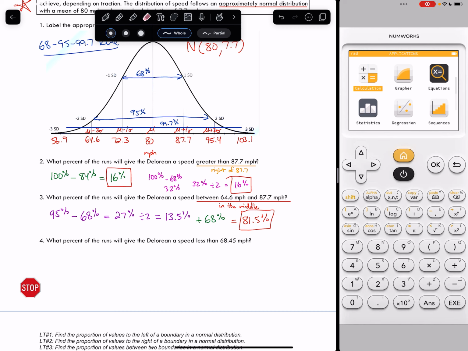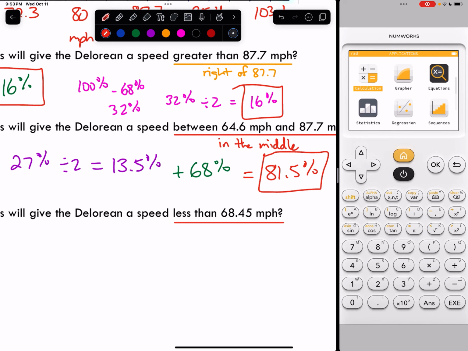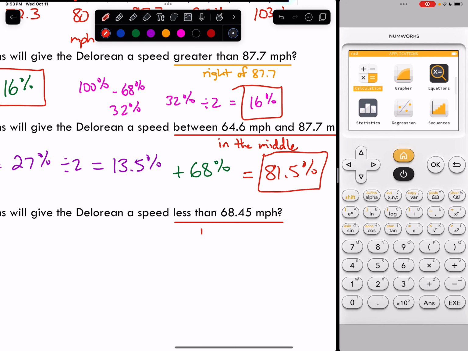And now question 4 says, what percent of the runs would give the DeLorean a speed less than 68.45 miles per hour? So again, I want to highlight the fact that it says less than means to the left, left of 68.45.